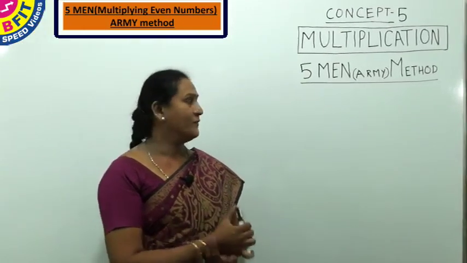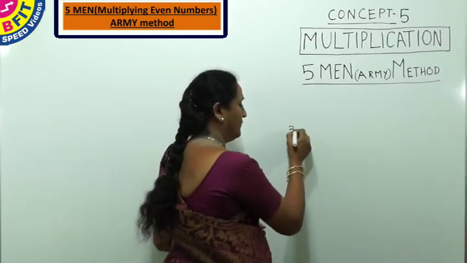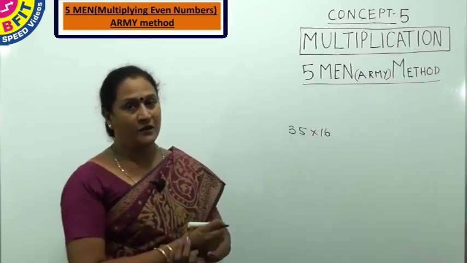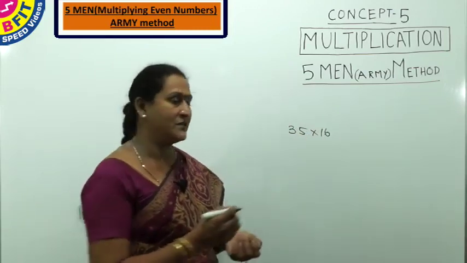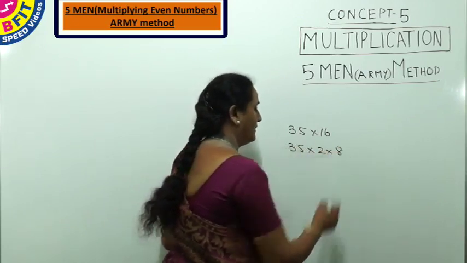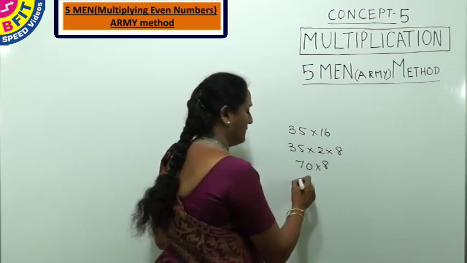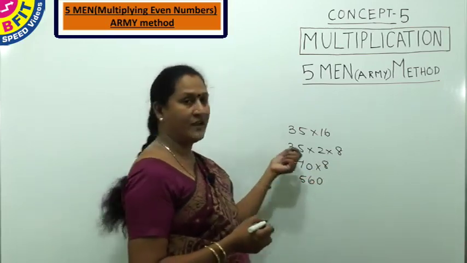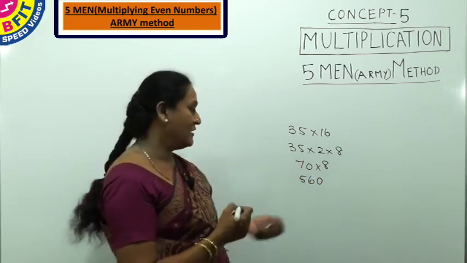Now we'll check the answers. What is the first question? The product of 35 and 16. Using this 5 and an even number, you can split the 16 as 2 into 8. So 35 into 2 is 70, into 8, which is equal to 560, the product of 35 and 16. Using this 5-man army method, we have easily got the answer as 560.